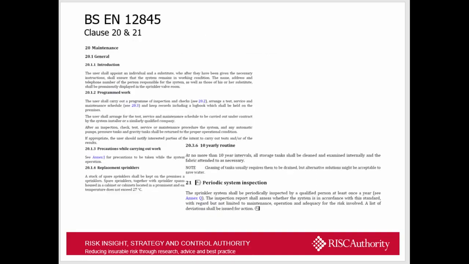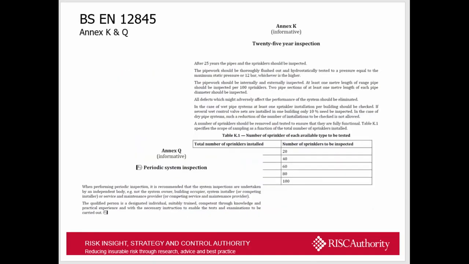So, the requirements for service and maintenance. Under BS EN 12845, we have clauses 20 and 21 as shown on the screen. Clause 20 just breaks the service and maintenance down from weekly requirements up to 10 yearly. And clause 21 is talking about having an independent person inspect the sprinkler system on an annual basis. These are also supplemented by Annexes K and Q, which are also part of 12845.